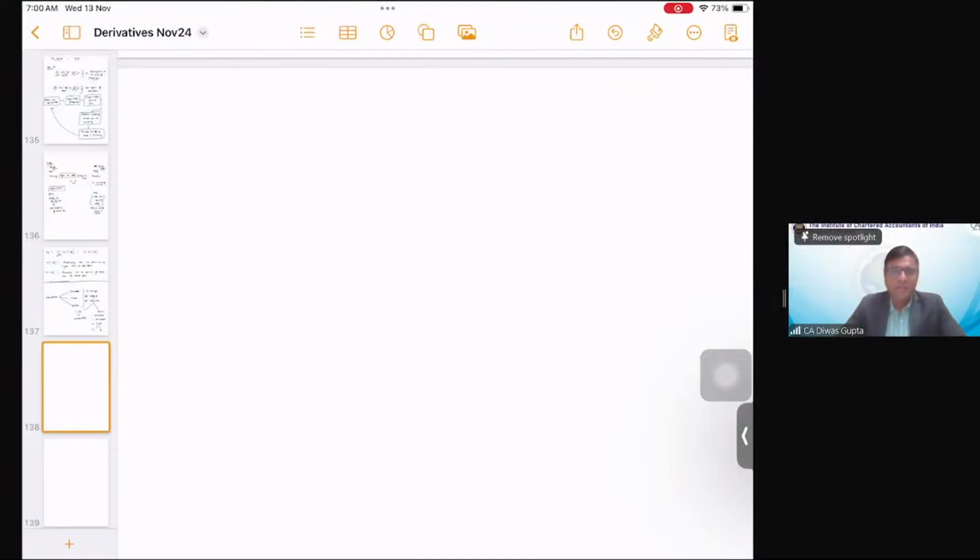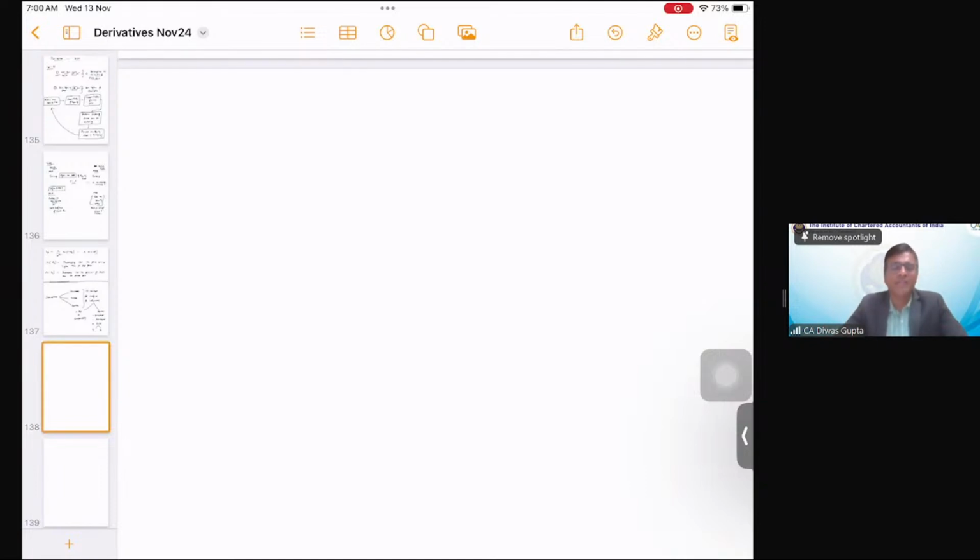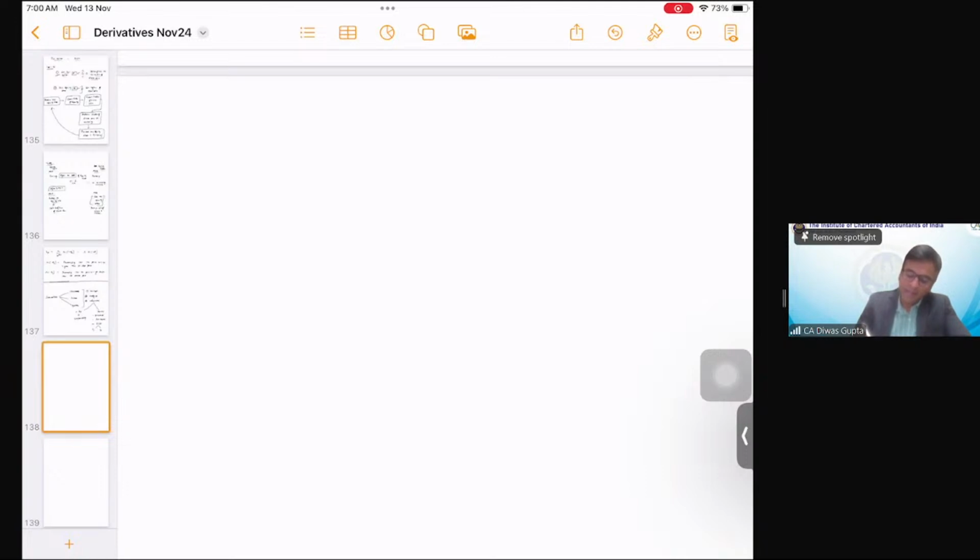Today we will be continuing with the topic of derivatives. So the first topic of today's discussion is on put call parity theory. I hope all of you would have revised the concepts that we have covered in the previous sessions, right? So let's start with the put call parity theory.